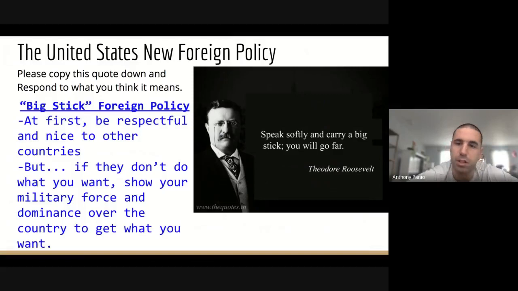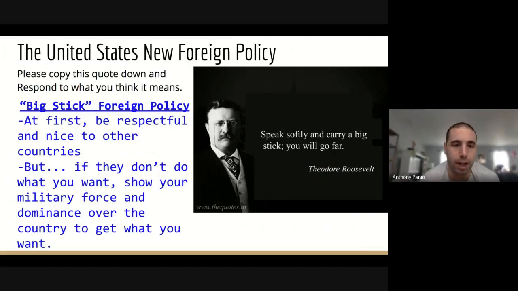At first, be respectful. You should definitely write this down. Be nice to other countries. Ask them nicely. There's no reason to walk around and just demand everything from countries, especially smaller countries. You don't have to go taking these countries over. At first, be nice and respectful to other countries and ask them nicely. But if they say no, show that you have military force, show that you have military dominance over the country to get what you want.